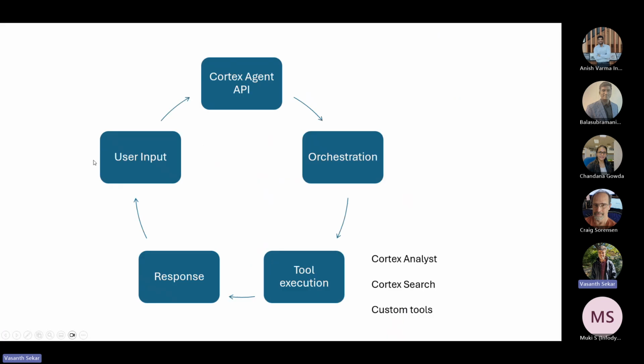So this is the cycle, right? I mean, how it works. A user is going to input a question to the Cortex, through the Snowflake AI UI. First, there is an API, the Cortex agent, that takes that question and gets that information to the correct orchestration. The orchestration is the one which determines which tool I have to choose.